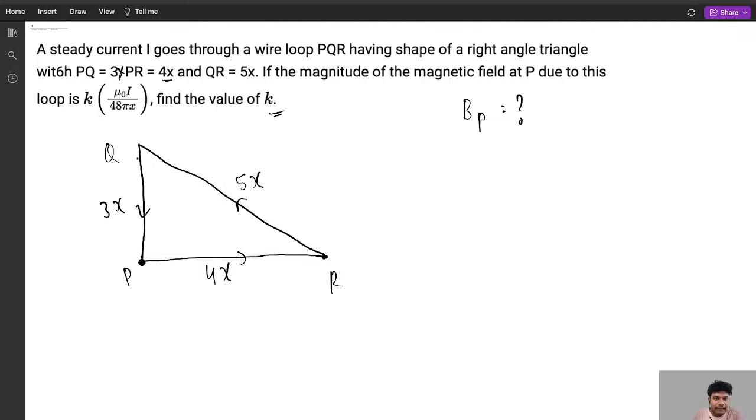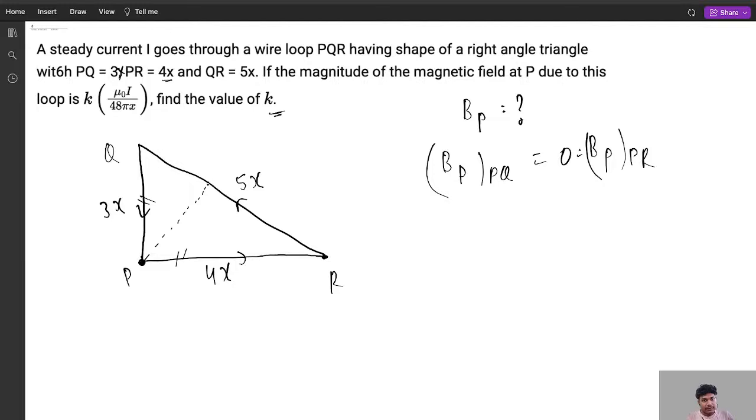Since P is in the pathway of PQ and PR, the magnetic field at P due to PQ is equal to 0, and due to PR also 0. Due to both of these it becomes 0. Only the magnetic field due to QR remains. Let the foot of the perpendicular be O. Suppose this angle is theta 1 and this angle is theta 2.